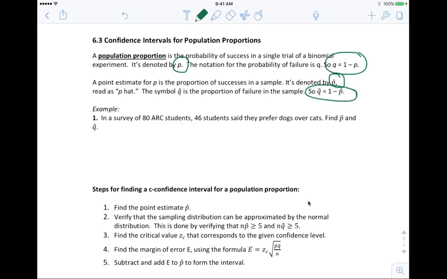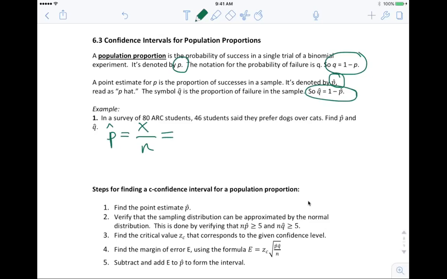So in this number one, we want to just practice finding the P hat and Q hat. So P hat, you can almost think of that as a little formula itself. It's X divided by N.